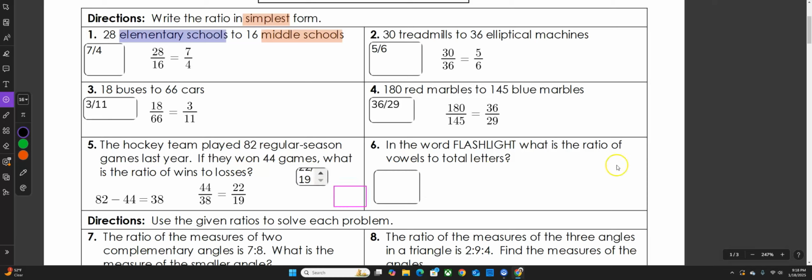Now, in the word flashlight, what is the ratio of vowels to total letters? I will tell you on this problem, a few people did attempt it beforehand, and the most common error was doing the vowels to consonants. So first of all, this word has 1, 2, 3, 4, 5, 6, 7, 8, 9, 10 letters total, and there are 2 vowels. Of course, this does require you to remember that vowels are A, E, I, O, U in English. And so that's 2 out of 10, which simplifies to 1 over 5.